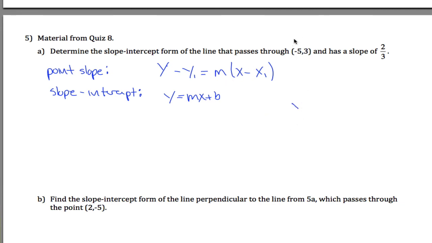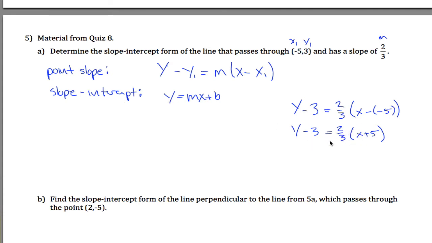I say, let's call this x1, y1, and m. I say y minus y1 equals m times x minus x1. So I got y minus 3 equals 2/3 times x plus 5. I guess that's right. Determine the slope-intercept form. So it wants me to write it like this. It's not like that, but at least I have an equation.